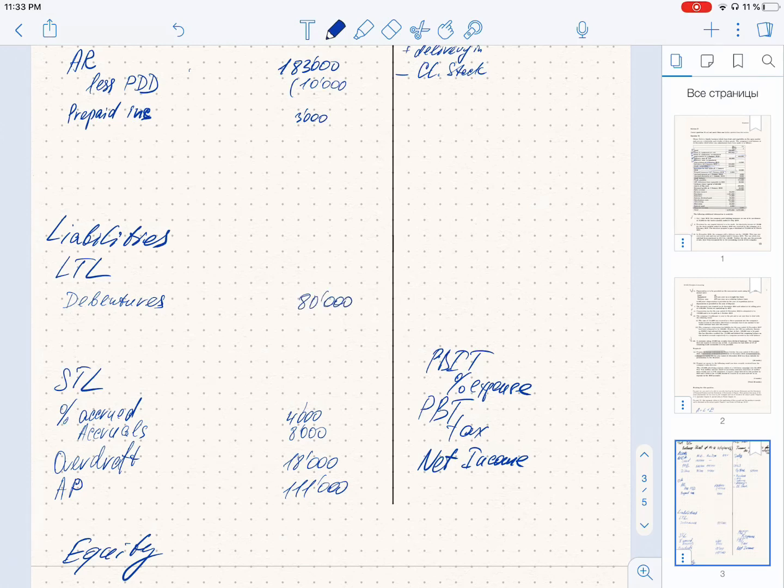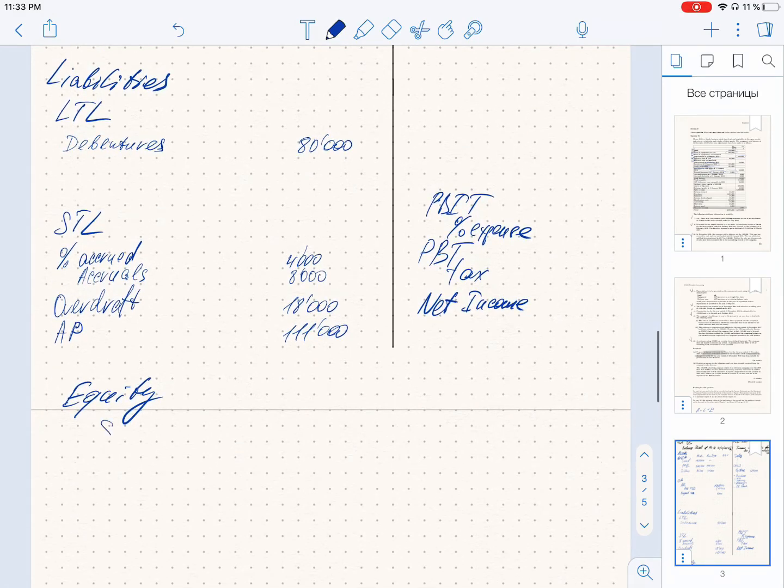Then we have ordinary share capital of 600,000 shares, half pound each. That means that share capital, which should be stated here, share capital of the company is 300 pounds. Then we have retained profits with the credit balance, retained profit 60,000.